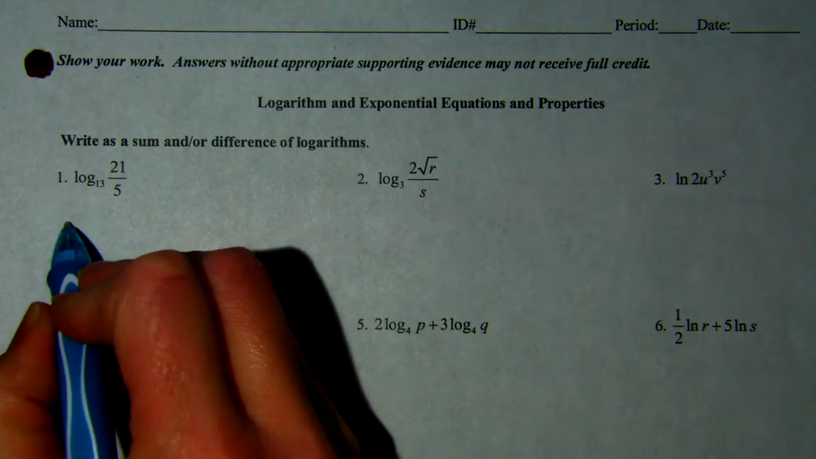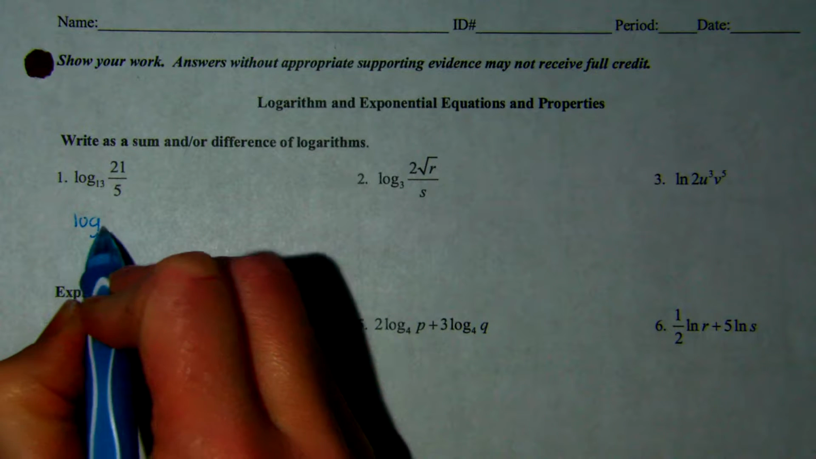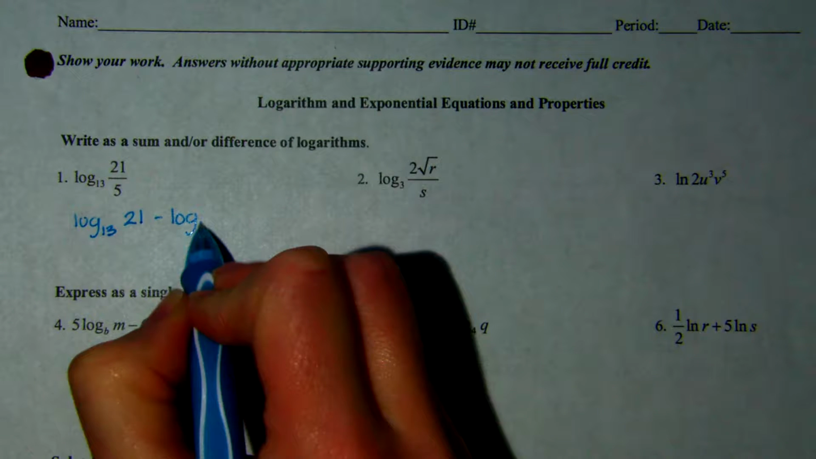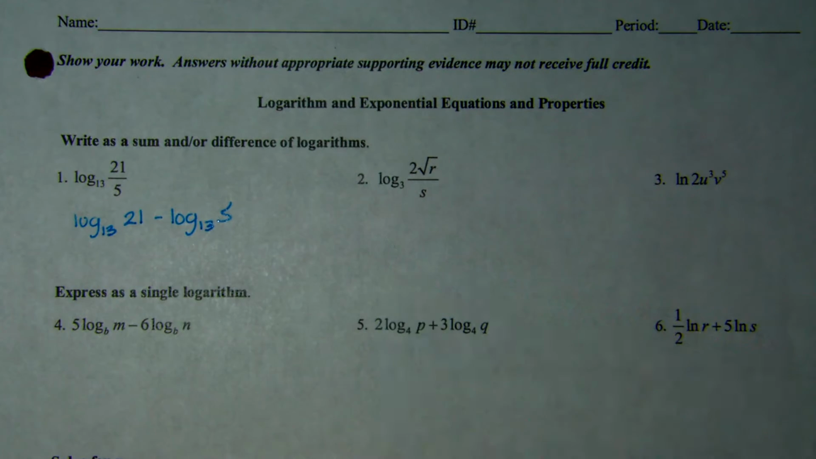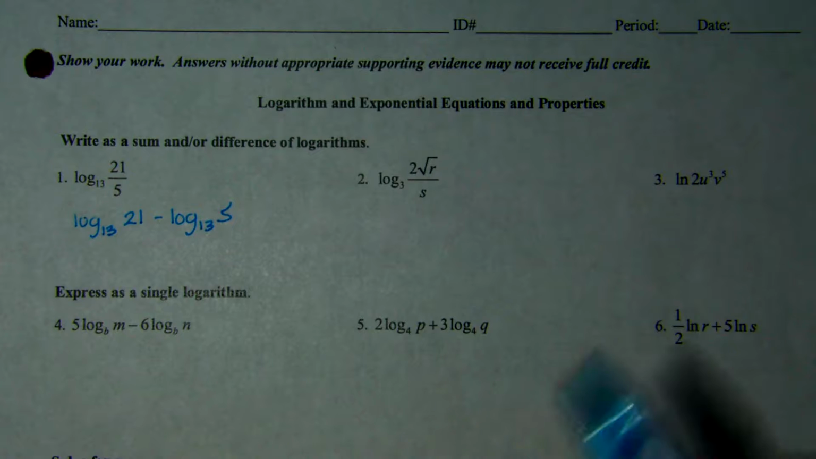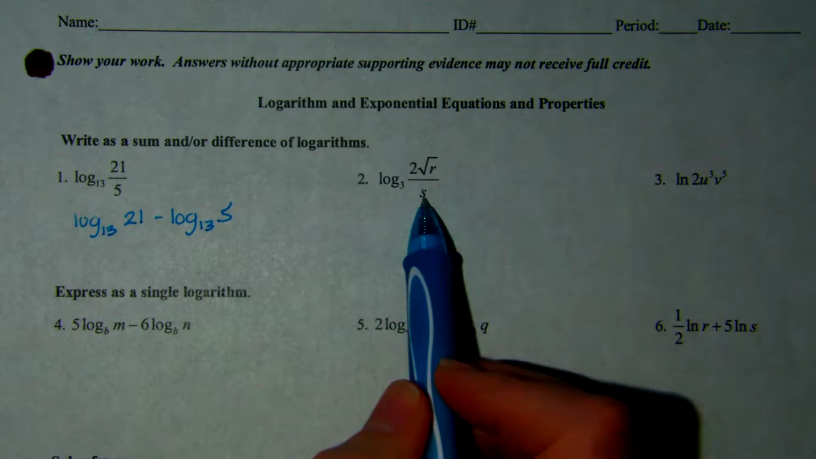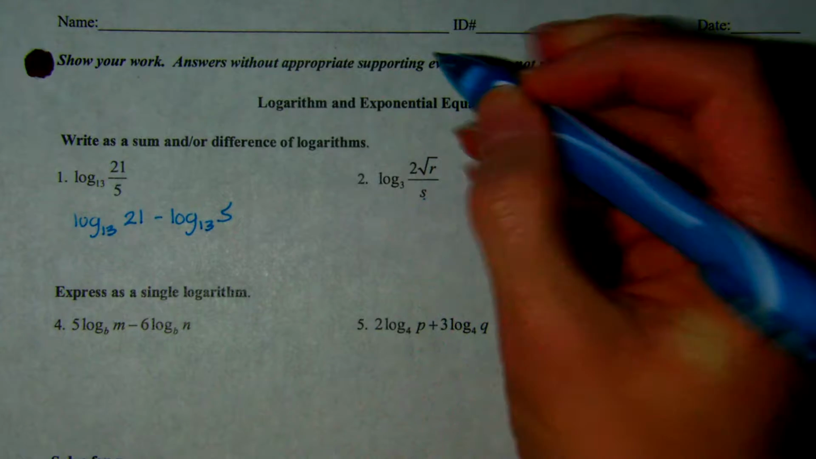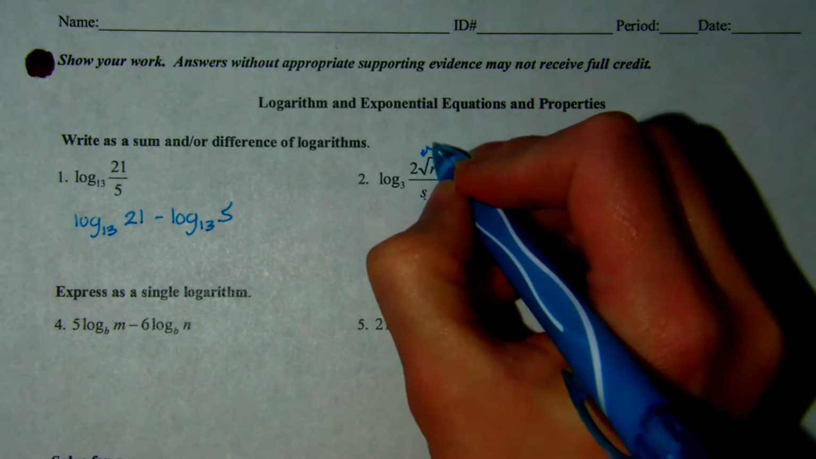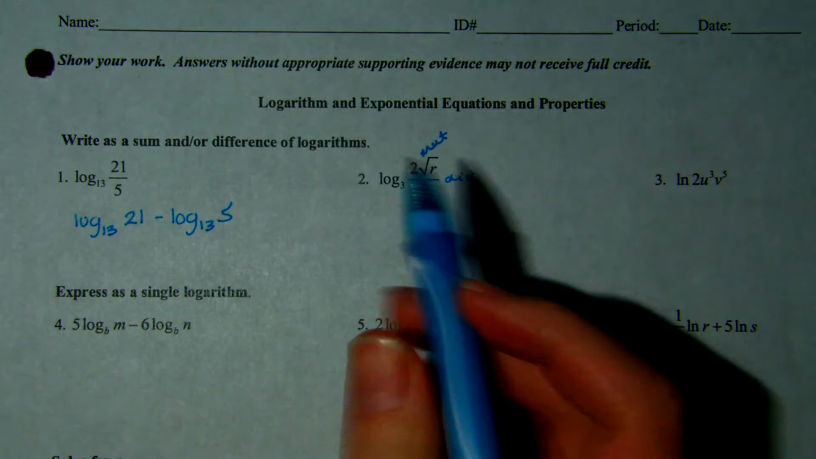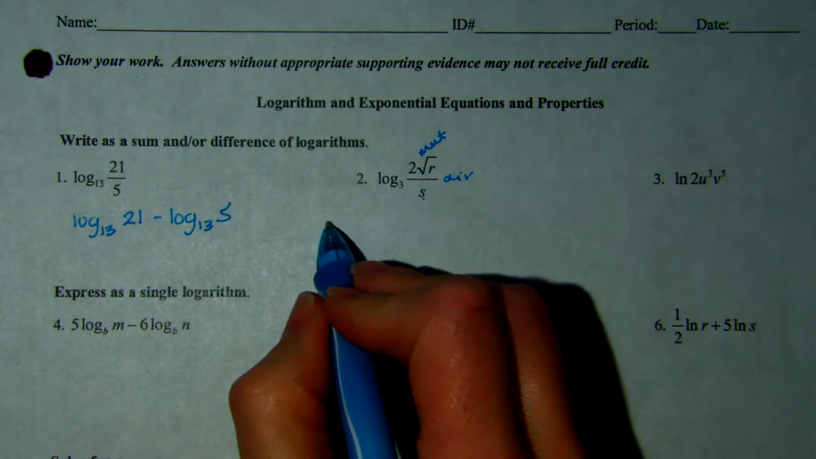So log base 13 of 21 over 5 is equivalent to log base 13 of 21 minus log base 13 of 5. And that's your answer. Done. Number 2 has 1, 2, 3 pieces. We have multiplication happening here and division happening here. And so we're going to have 3 logs and we're done.